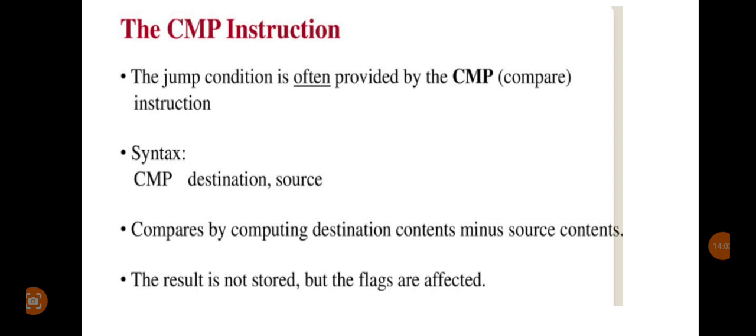The jump condition is often provided by the compare instruction. The syntax of the compare instruction is CMP destination, source. The result is not stored, but the flags are affected. It will compare the contents of the two registers.